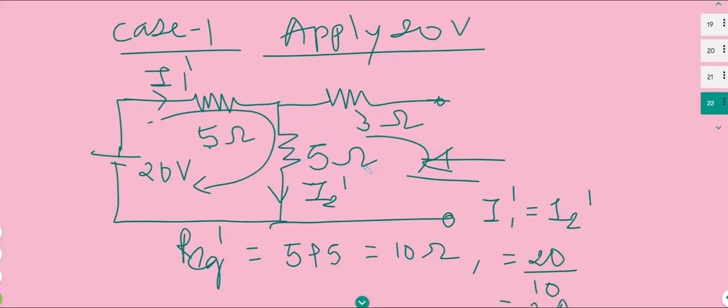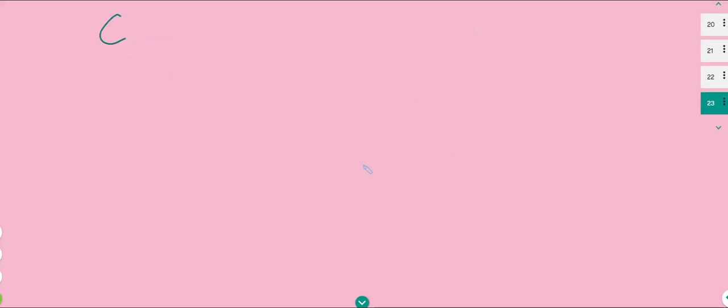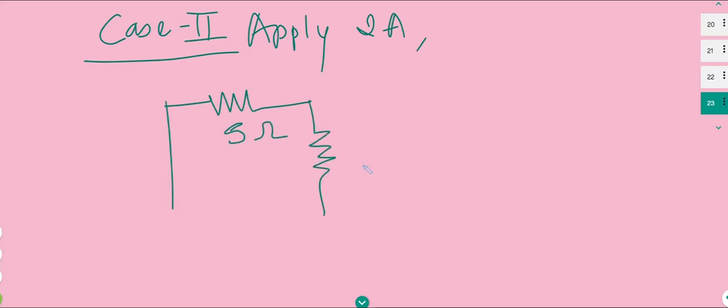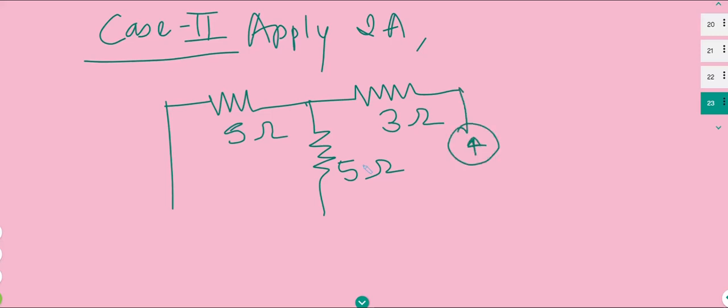Okay, now case 2. Case 2 is to apply the current source, that is, apply the 2 ampere current source and replace the other energy sources with their internal resistance. So here you have 5 ohm, and this branch is short circuited because we have replaced the voltage source. This is 3 ohm, this is 5 ohm. And here this is the 2 ampere current source.